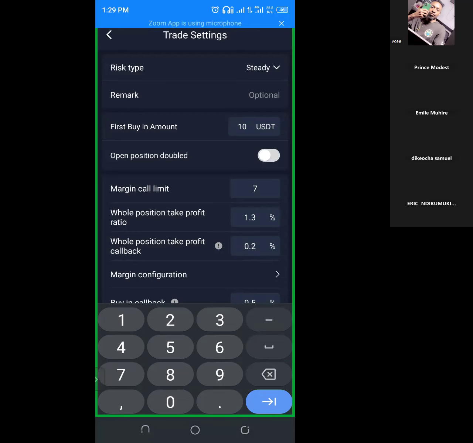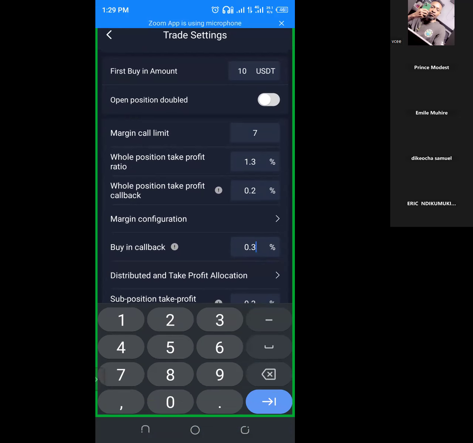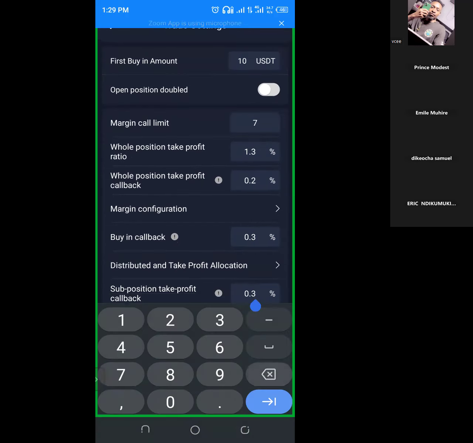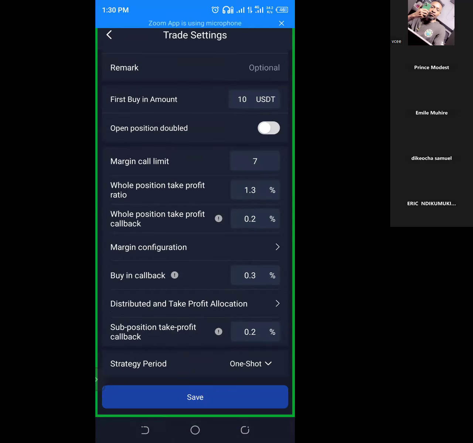Then the buy-in callback, there is 0.5, you change it to 0.3. And the last one, the sub position take profit callback, you change it to 0.2. Then the strategy period, you click on cycle. Once you click on it, it will immediately change to one shot. So you want to trade on one shot.